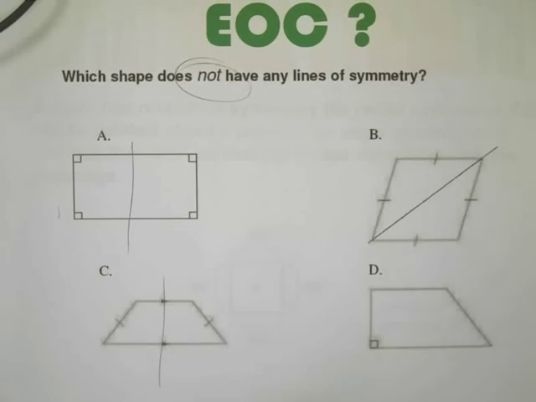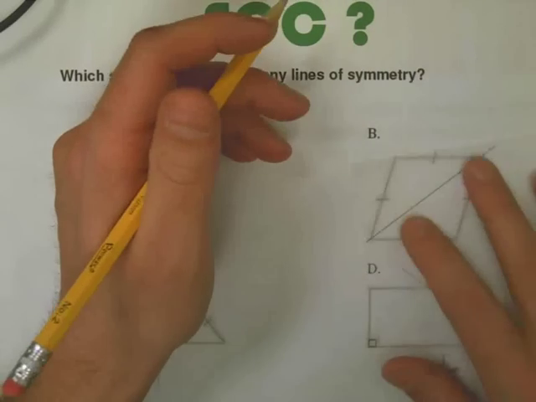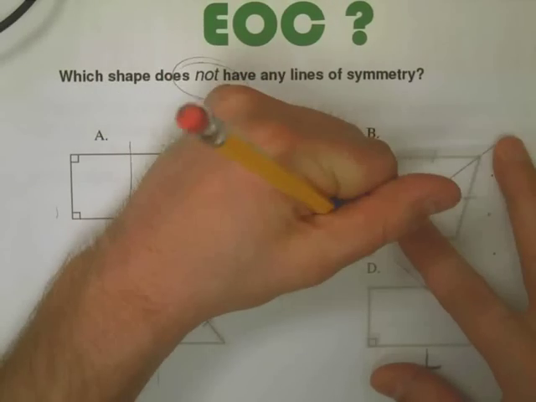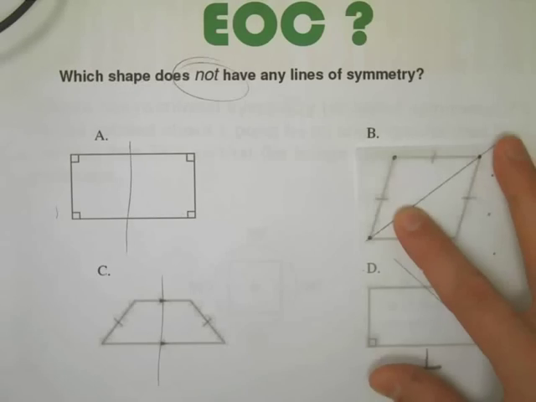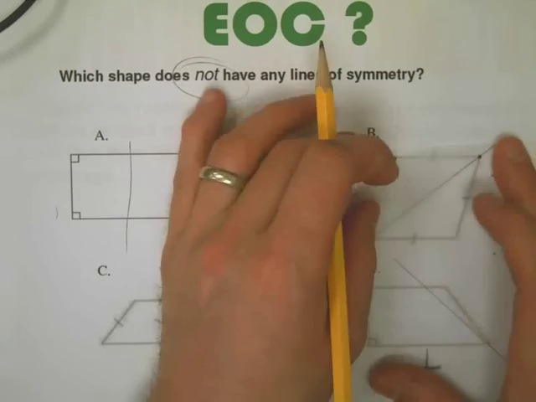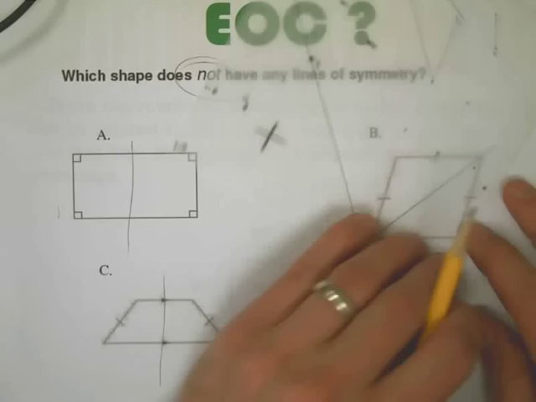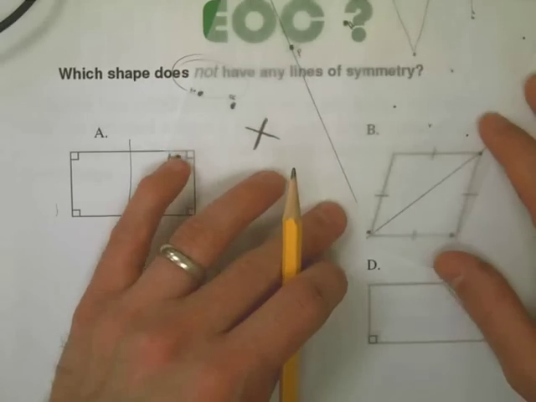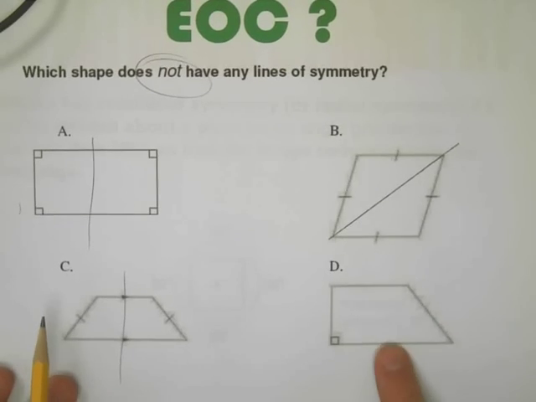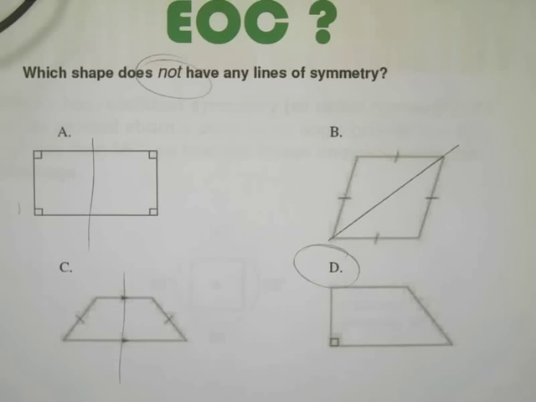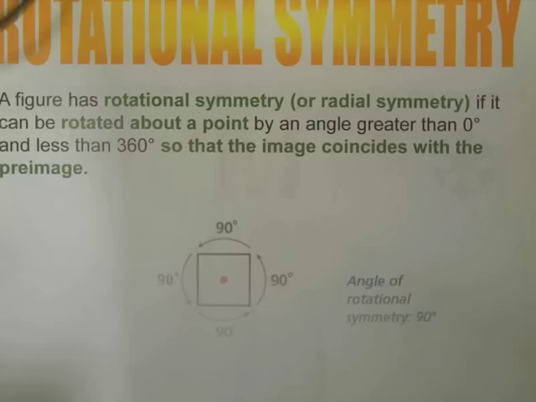And how are we going to check if it's the end of course exam and our grade is really depending on this? We're going to go through, maybe if you need to, and you go here and here and here. There's the line that I want to know, right? Can I fold it across that? And so I'll flip it over and I'll say, how about that? You know what? Those points lie exactly on top of it. So we do have a line of symmetry there. That leaves only one option, the one that you can't fold anyway. D is going to be the one that does not have any lines of symmetry.